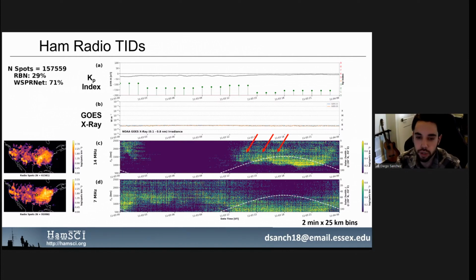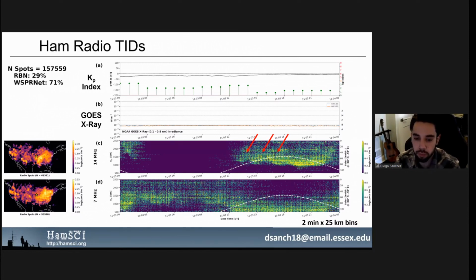Figures C and D show ham radio activity from spot data coming from both RBN and WSPRNet over a 24-hour period, with our y-axis being the distance from transmitter to receiver and spot density represented by the color scale on the right. On our left, we also have the total number of spots for this histogram, as well as the percentage of data that comes from RBN and WSPRNet. Last, we have a map showing the spots' locations.